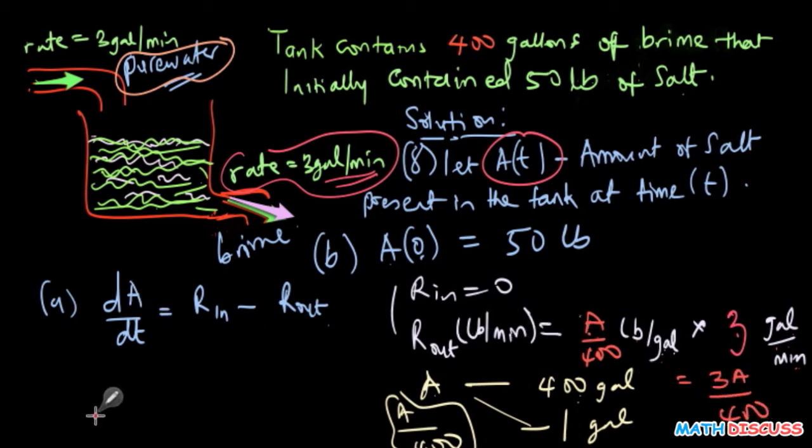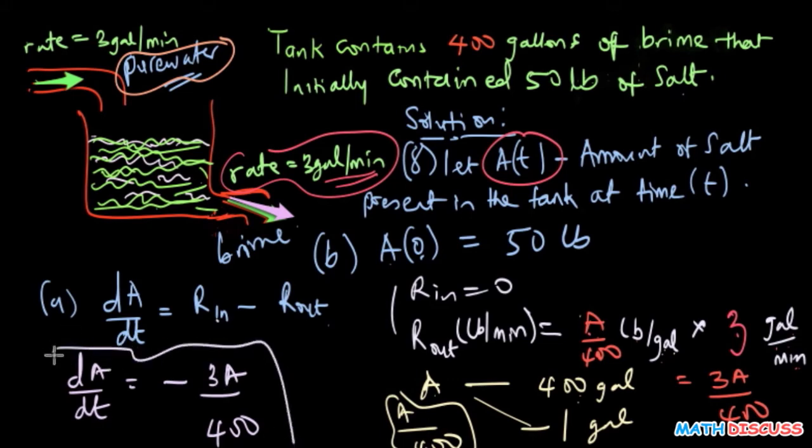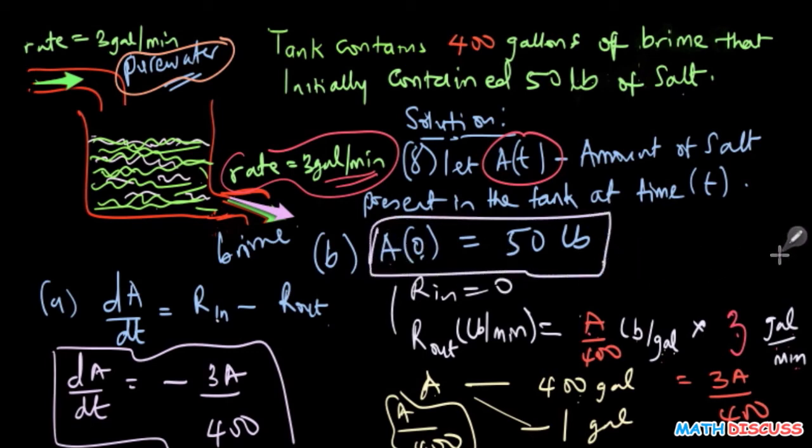Now to find the differential equation that is actually modeling the processes going on there, it would be dA/dt equals, since R in equals 0, negative 3A all over 400. So this is going to be our differential equation, while this is the initial quantity of salt in the solution, and that completes the question.